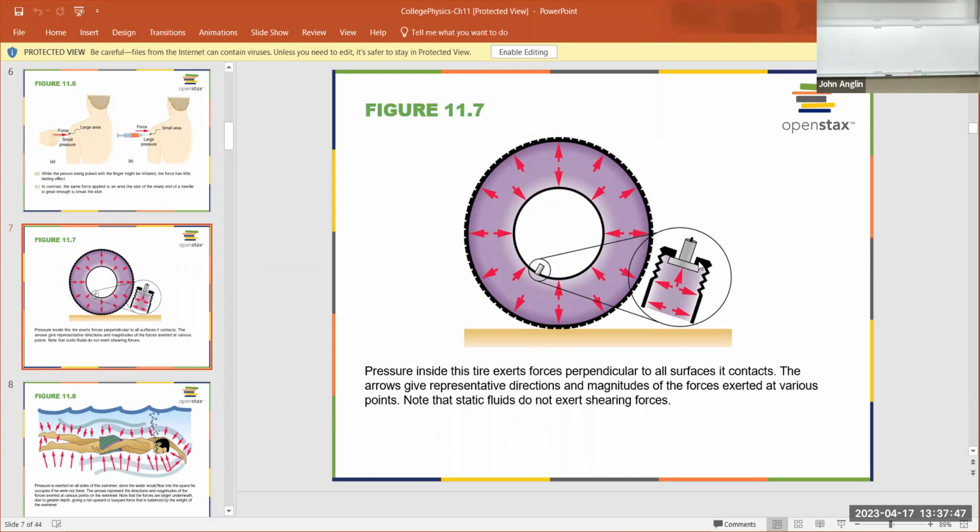Notice it's two-way. So if you put your air line onto the tire, if the pressure in the line is higher than the pressure in the tire, air will flow into the tire until such time that the pressures are equal and that valve will close.